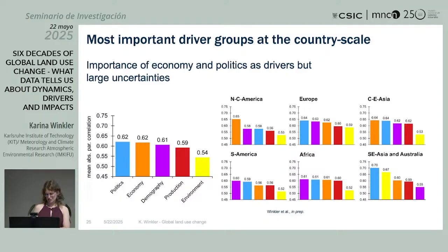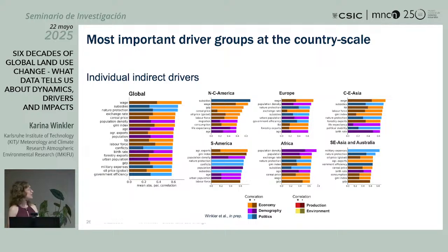There are large uncertainties because there are also interconnected indicators involved. And here, for example, we can also look at what the individual driving factors are, and we see that in some regions there are subsidies closely connected to the land use transitions. There are also some results where we're not really sure whether that's a spurious correlation or really a driving factor, so there's still some analysis to be done in this regard.